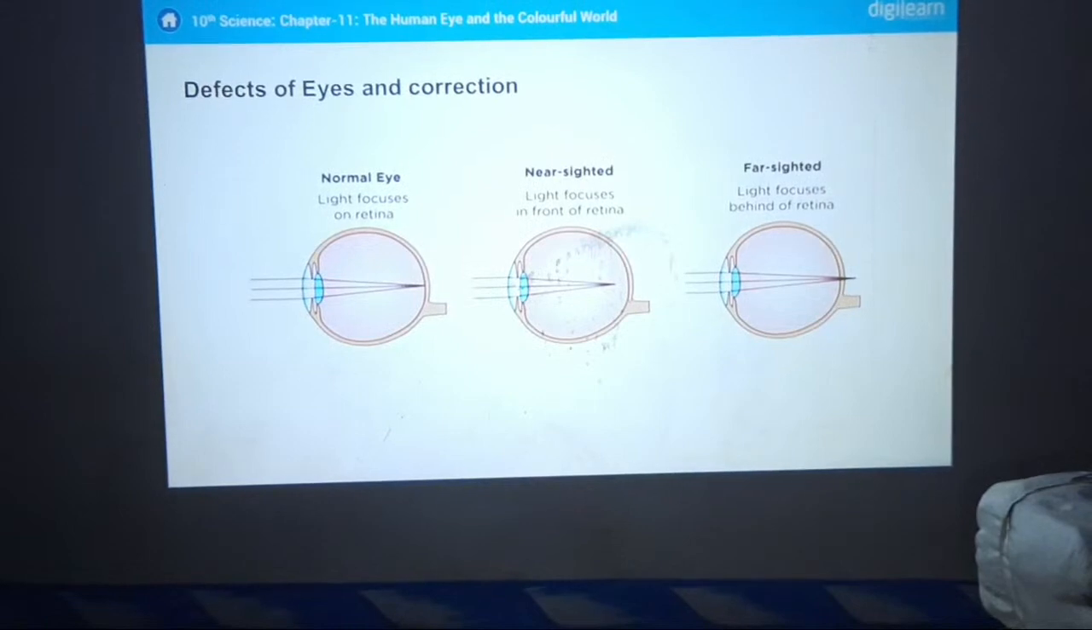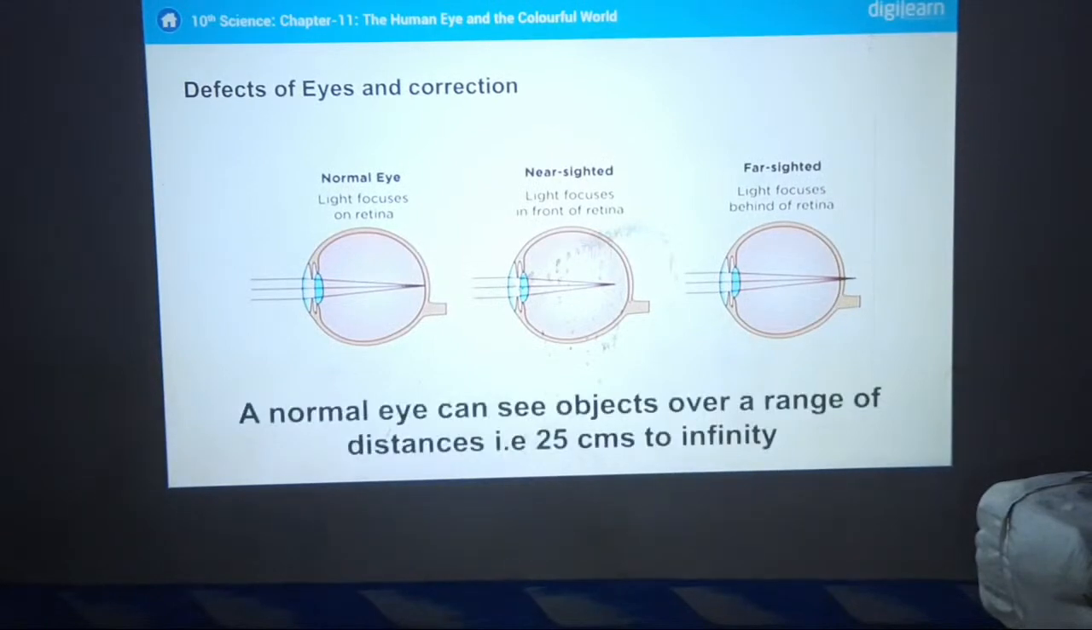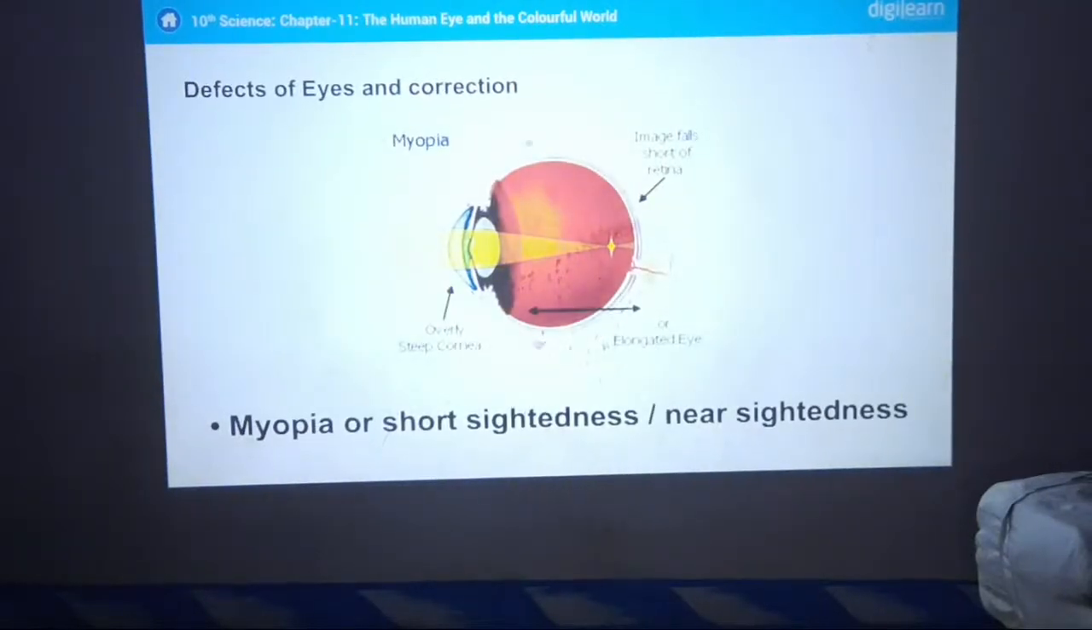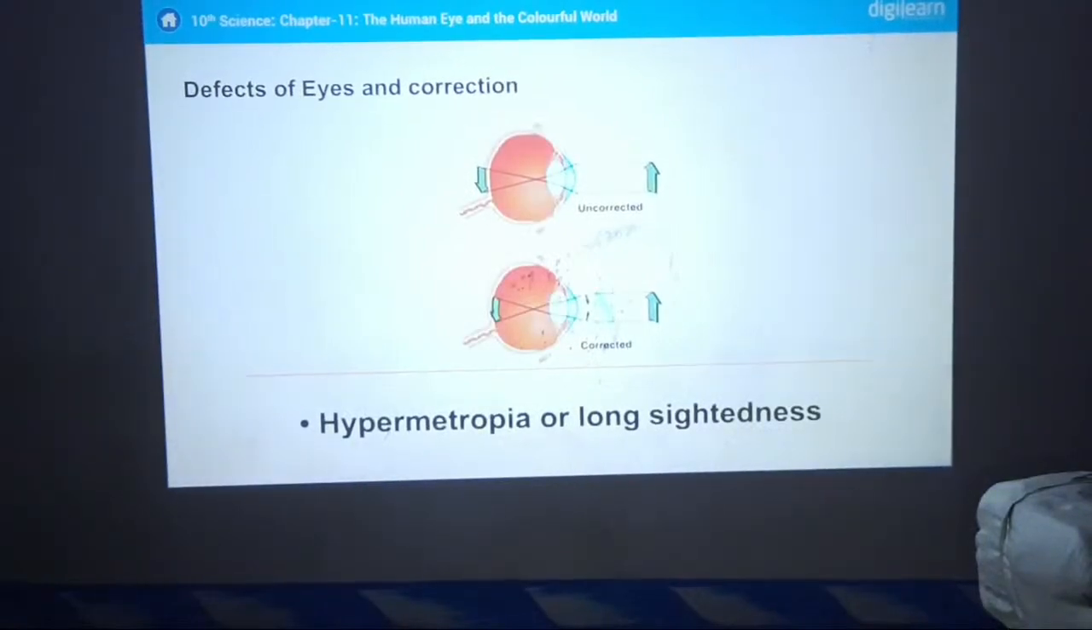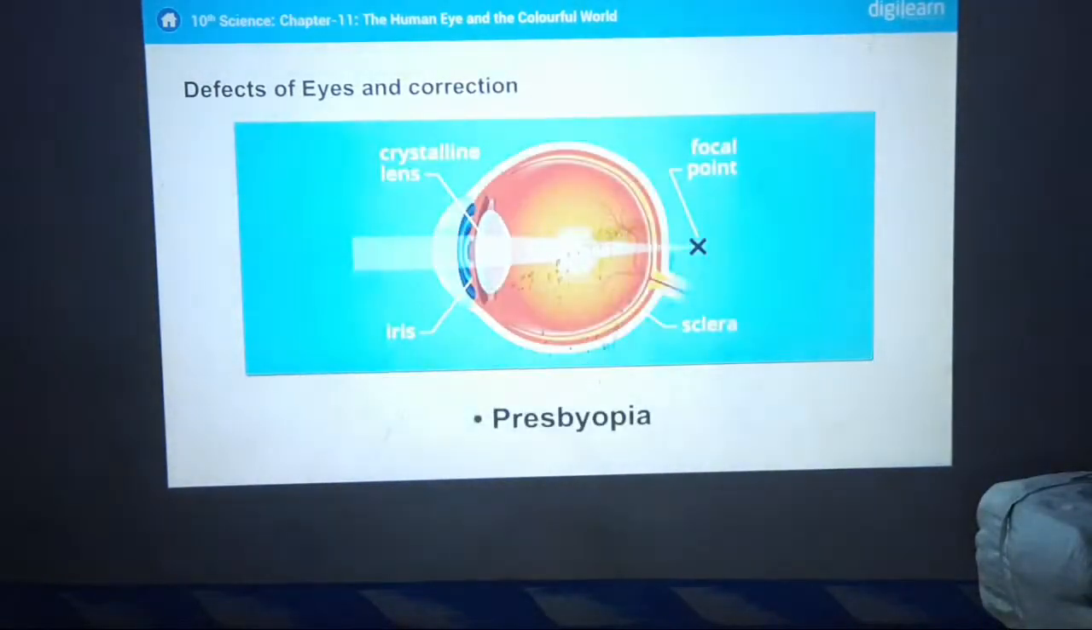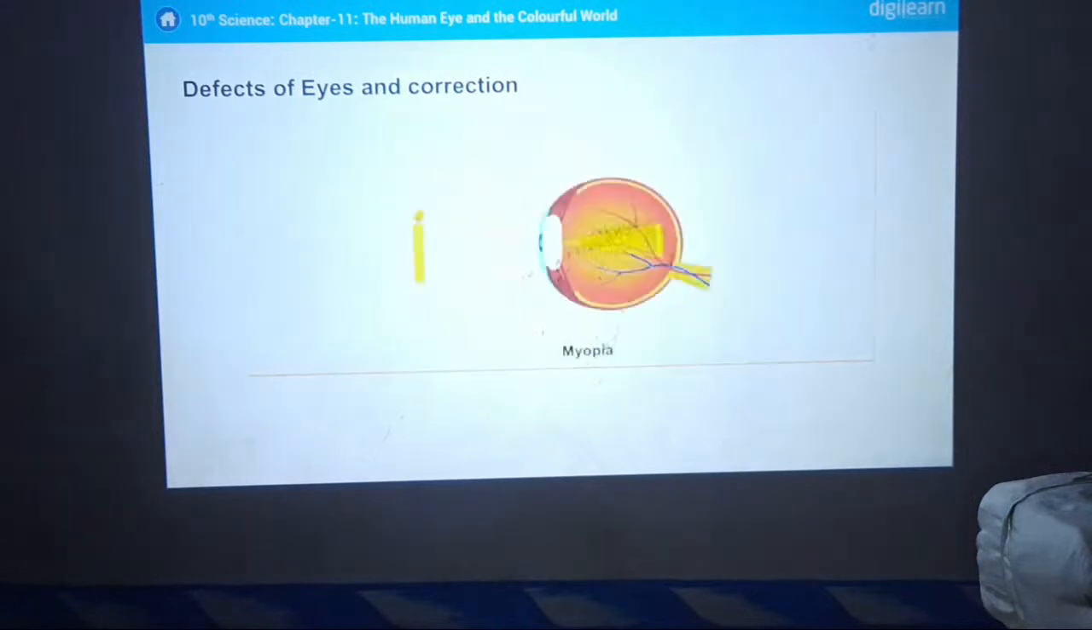Defects of eyes and correction. A normal eye can see objects over a range of distances, that is 25 centimeters to infinity. But due to certain abnormalities, eyes are not able to see objects clearly over a range of distances, and such an eye is said to be defective. Some of the defects of vision are myopia or short-sightedness or nearsightedness, hypermetropia or long-sightedness, presbyopia, and cataract.